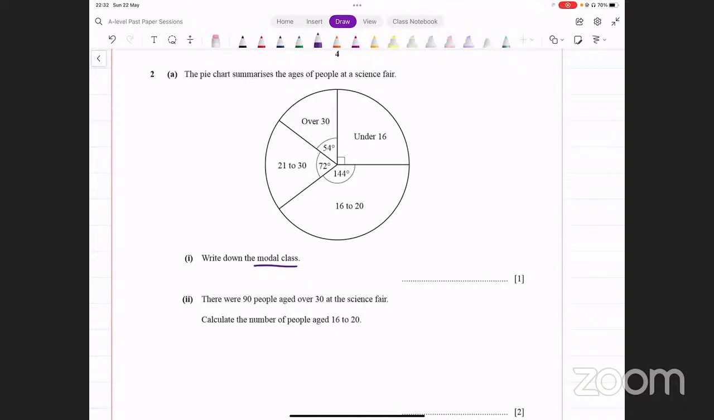So if you look at this pie chart, आप देखें सबसे ज्यादा एंगल कहाँ पर है? Angle corresponds to frequencies, right? तो सबसे बड़ा एंगल कहाँ पर आ रहा है? 144 degrees. ये कौन सी क्लास है? This is basically this class 16 to 20. That's your model class. तो आपका आंसर यहाँ पे क्या हो जाएगा? 16 to 20. All right.